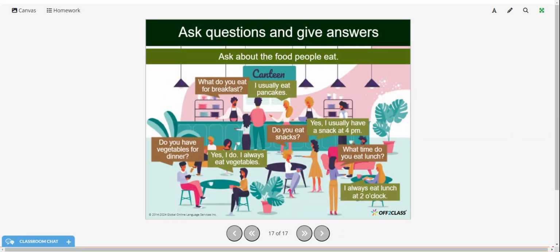All right, so here are some questions and answers that you might give when you're talking about what people eat. So here, for example, they say, what do you eat for breakfast? I usually eat pancakes. Do you have vegetables for dinner? Yes, I do. I always eat vegetables. Do you eat snacks? Yes, I usually have a snack at 4 p.m. And what time do you eat lunch? I always eat lunch at 2 o'clock.